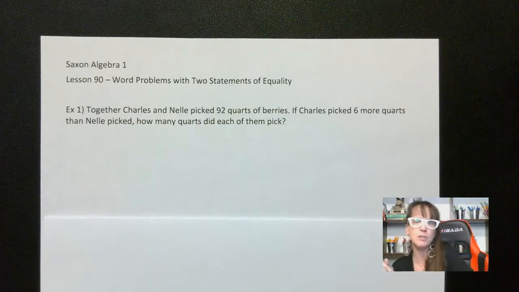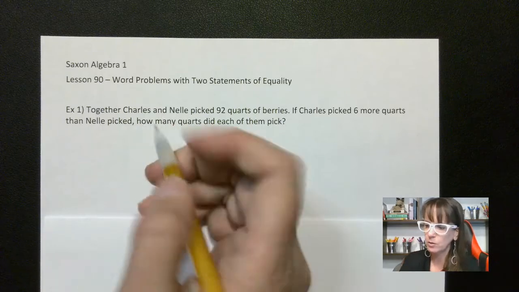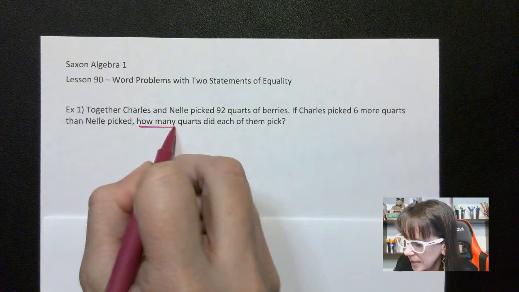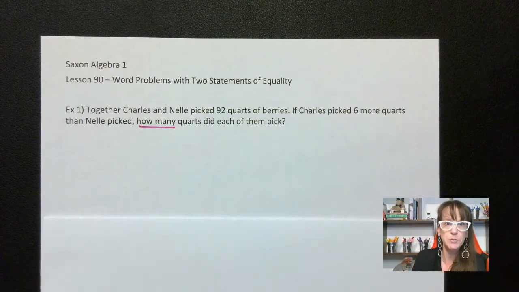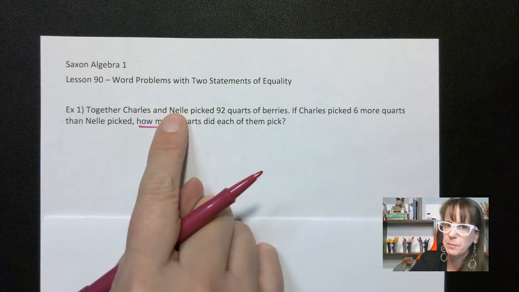So together, Charles and Nell picked 92 quarts of berries. If Charles picked 6 more quarts than Nell picked, how many quarts did each of them pick? So we see here, how many? How many tells us we need to know the number of quarts picked by Charles and the number picked by Nell.